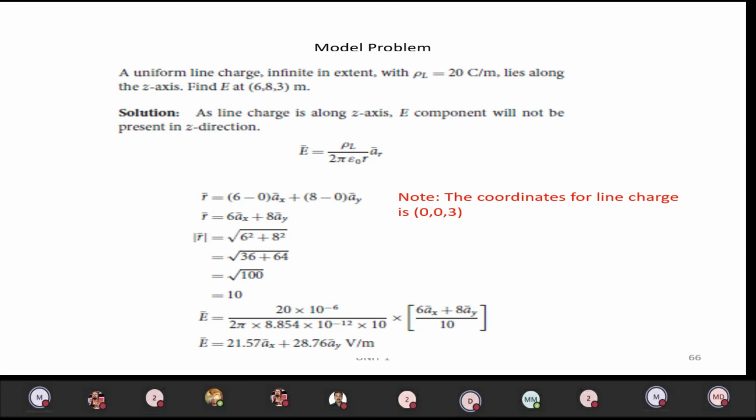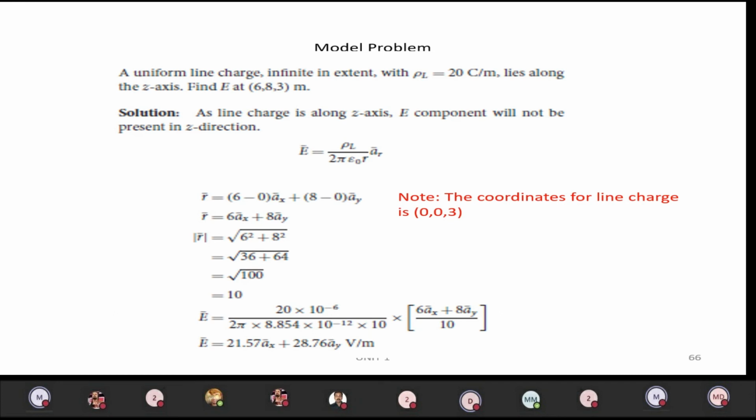So I always have this concept: whenever you have the line charge, at that point you don't have the electric field. So R vector equals (6 minus 0) AX plus (8 minus 0) AY plus (3 minus 3) AZ. The 3 minus 3 will be 0, so the AZ component will be 0 here. So R vector equals 6 AX plus 8 AY. Then modulus of R vector is root of 6 square plus 8 square, which equals 10.